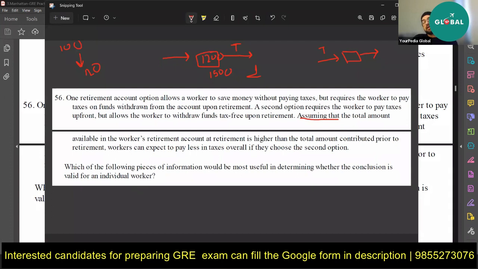I am clearly seeing one assumption here. I think on the basis of that only he's making the conclusion; I need that piece of information to make the conclusion. Do you see any assumption? First of all, tell me what is the conclusion here for this argument?